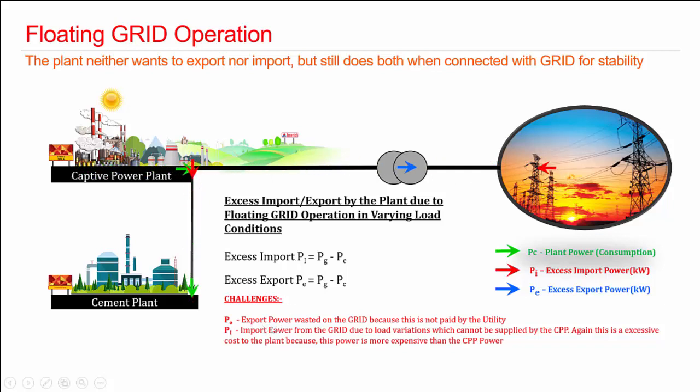Now the challenge in this case is that the export power is wasted on the grid because it is not paid by the utility. On the other hand, the import power from the grid due to the load variations, which cannot be supplied by the CPP, is again an excessive cost to the plant because this power is more expensive than the CPP power.